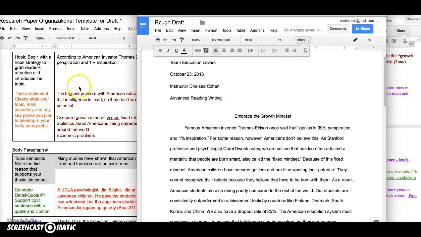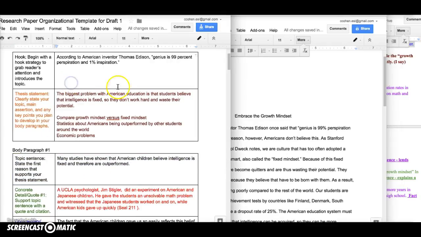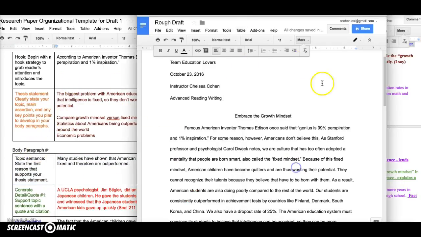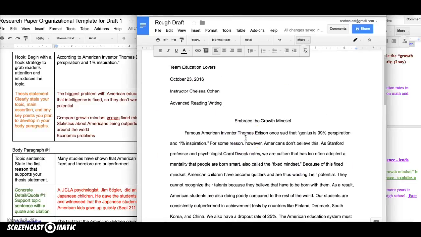So please fill out an organizational template and transfer that over to a MLA style rough draft of your research paper, and see me if you have any questions at all. Your notes look great and I cannot wait to read your rough drafts.